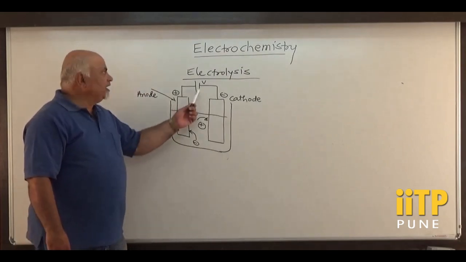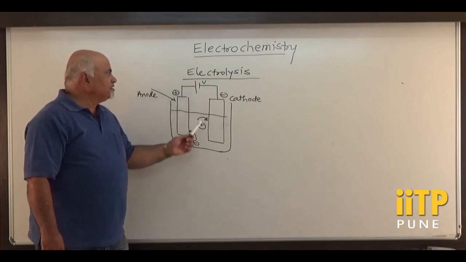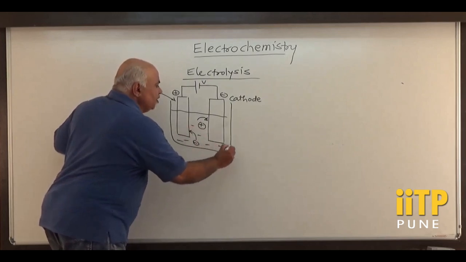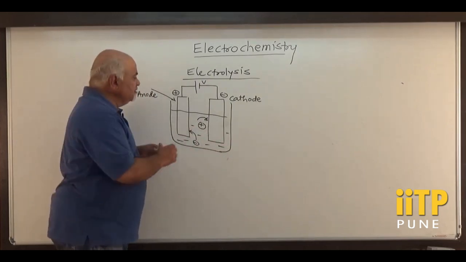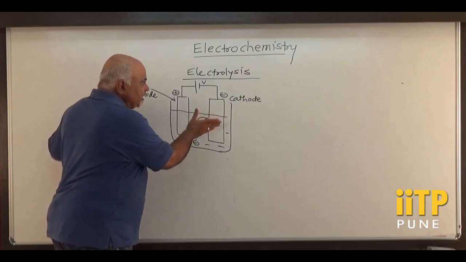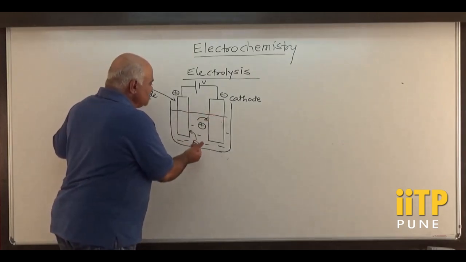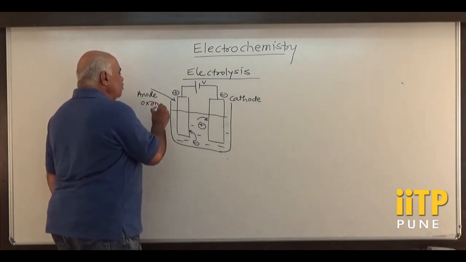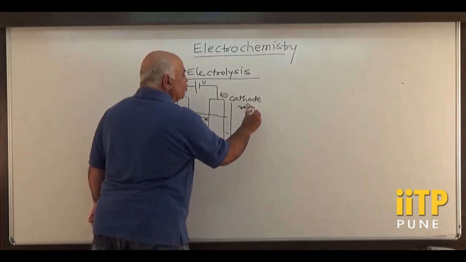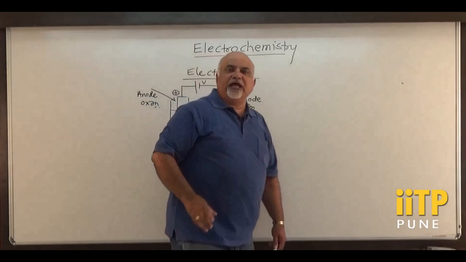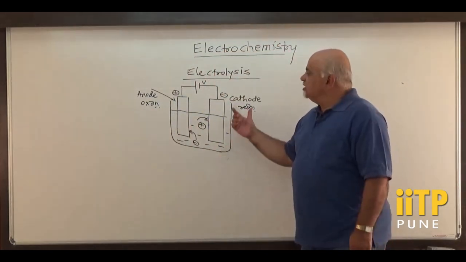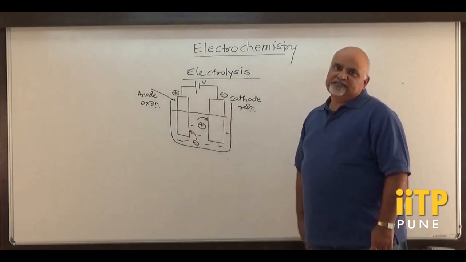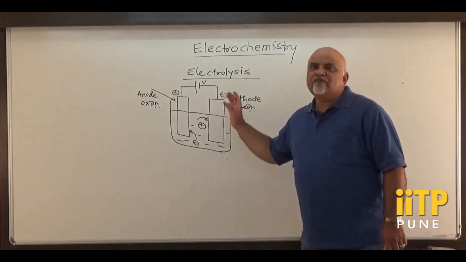An external power supply of DC potential is given. There are 2 electrodes, and ions are produced because of dissociation of the electrolyte. Cations will go towards the cathode, making a reduction reaction. Anions will go toward the anode, making an oxidation reaction. So the reaction at the anode is oxidation, and the reaction at the cathode is reduction. These reactions are non-spontaneous, carried out at 2 different places simultaneously in a cell called the electrolysis cell. So this is our main concept of electrolysis.